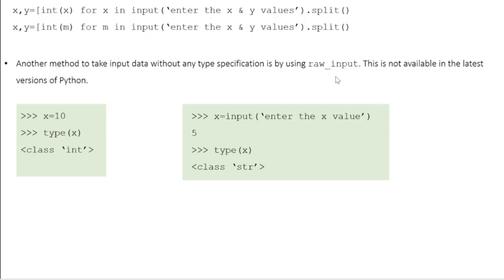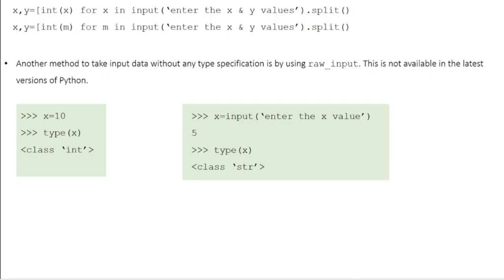Now in previous versions of Python, an older function was available known as raw input, but in the newer versions this is no more available. So let's not discuss raw input. Now if you input a data type and you want to know what is the type of the data, the keyword for this is known as type. So if you say x equal to 10 and if you type x, then it will show the result class int. So it indicates that your x is an integer.